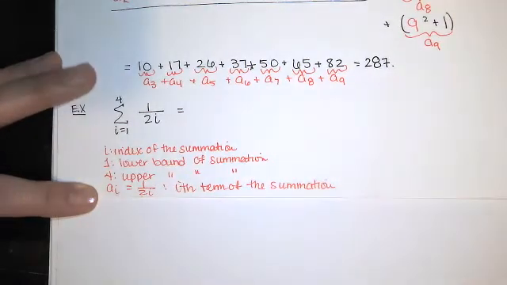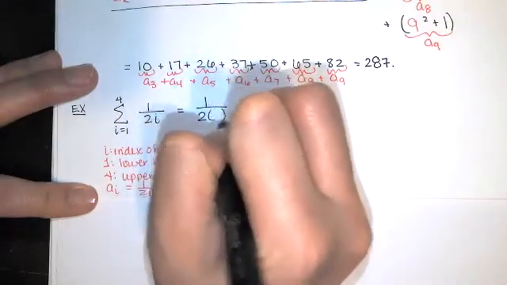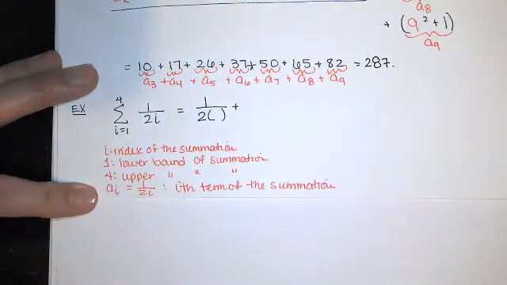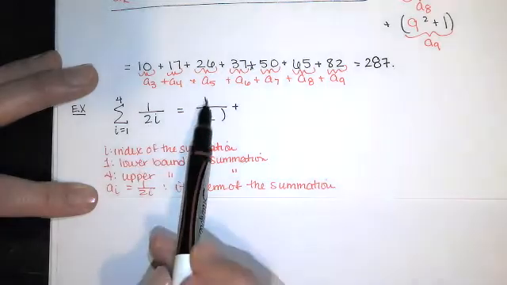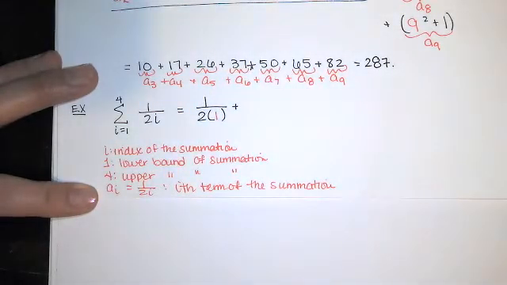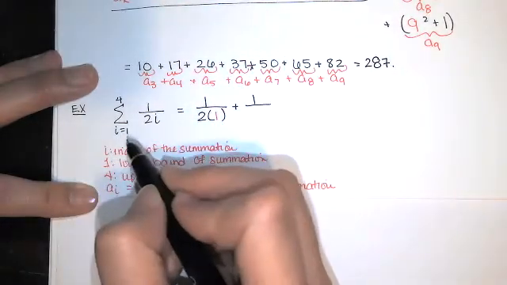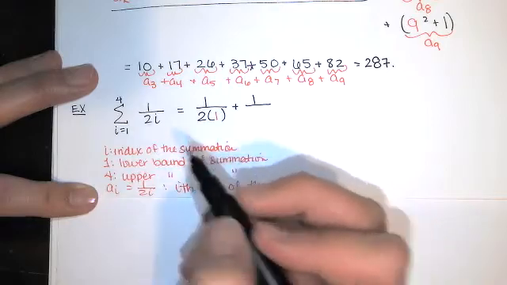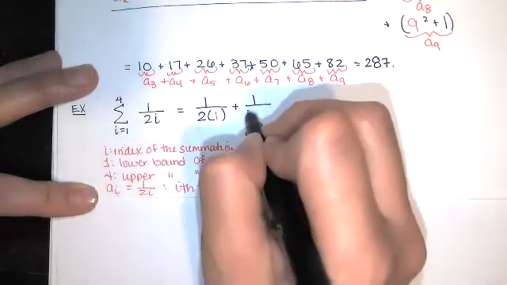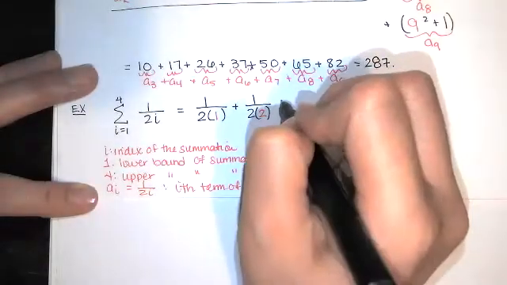Okay, if I want to write this in expanded form, I just substitute in the first value of I here. So I get 1 over 2 times the first value of I, which is 1, and then we add. Then substitute in the next value of I. The I increases by 1 every time. So I was 1, now I is going to be 2. Substitute and add. Then I will be 3.